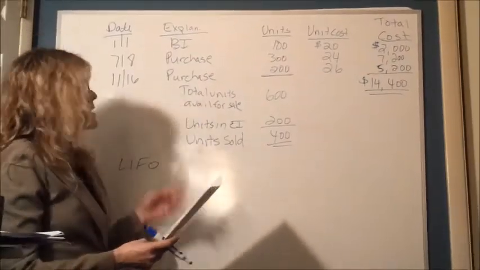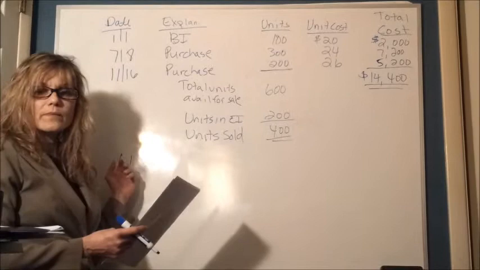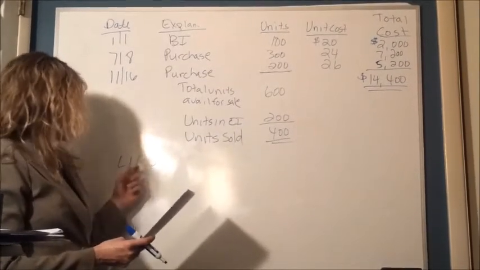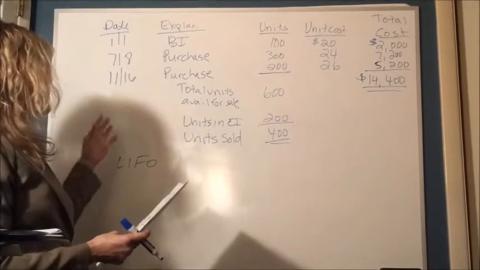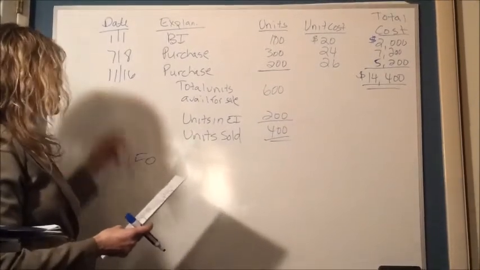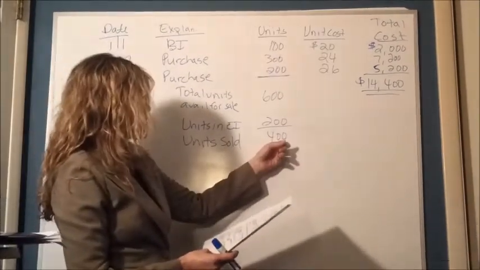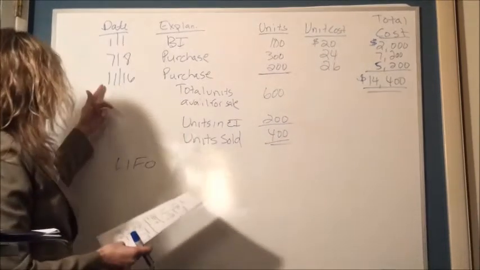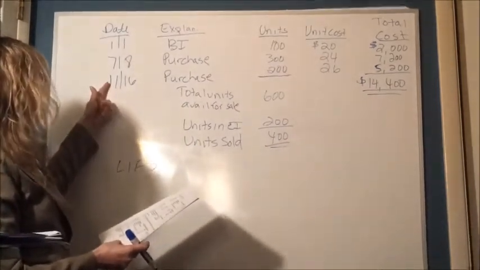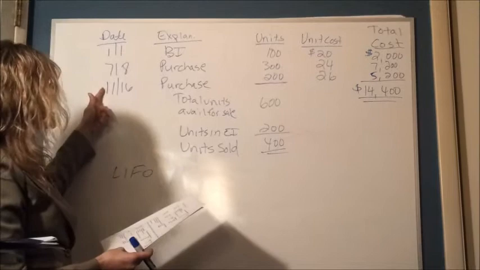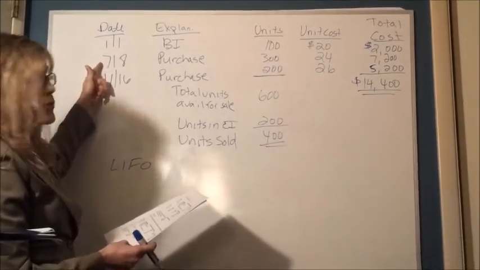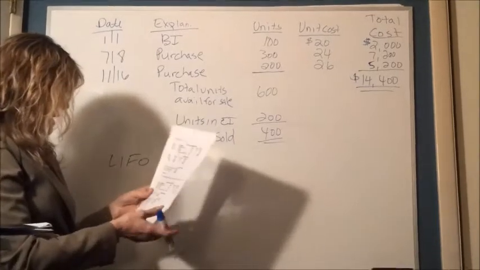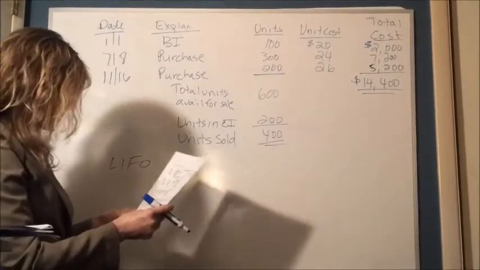The next method we're going to do is LIFO, last in, first out. For this method, I assume the last items I purchased are the first I sold. So again, I sold 400 units. That means 200 of those units came from the November 16th purchase, and the other 200 units came from my July 8th purchase. So let's look at how we're going to determine that.